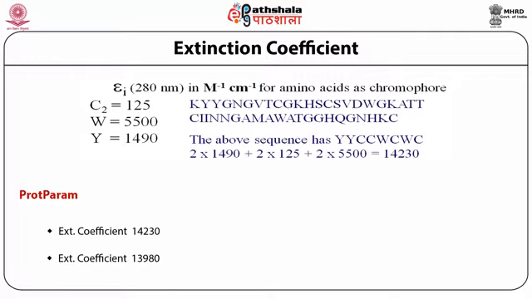For the shown protein sequence, ProtParam reported two extinction coefficients. From experimental knowledge, it is established that all pairs of cysteine residues in the present protein are disulfide bonds. Therefore, molar extinction coefficient of 14230 can be used during purification of this protein.